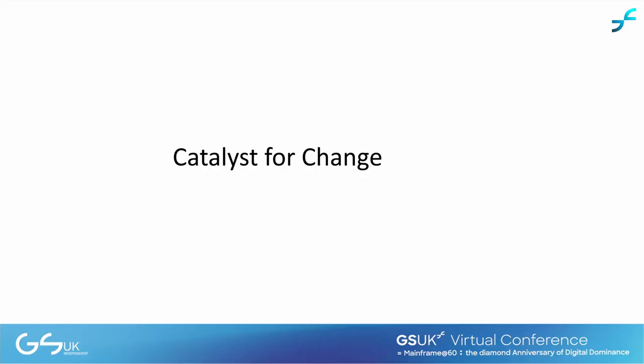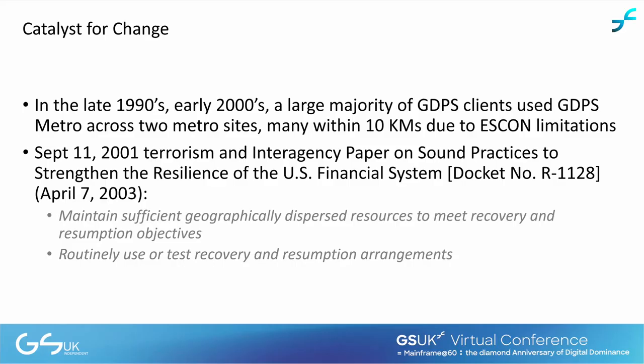All right. So we have GDPS Metro and we have GDPS Global GM. We have replication at a metropolitan distance, and now we have replication at extended distances in a disaster recovery solution. We have continuous availability with the metro side of things, and we have a disaster recovery solution with the global mirror technologies. Now, in the late 90s, early 2000s, a lot of clients realized that the metropolitan distance is not enough.